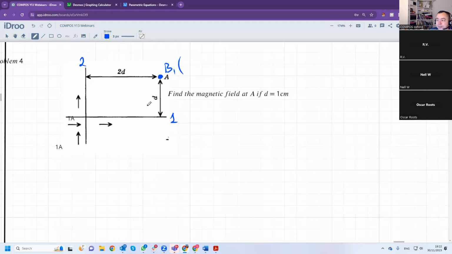Let's check your understanding. B1 is the field produced by the first wire. This is the first wire. The first wire produces a field at point A. You use the right-hand rule. This one, the right-hand screw rule.